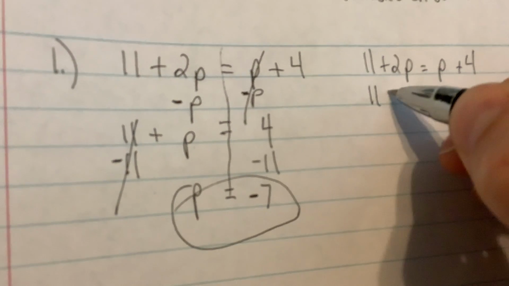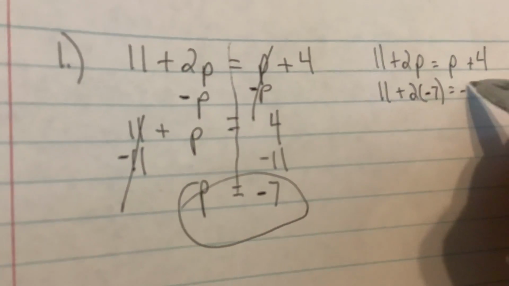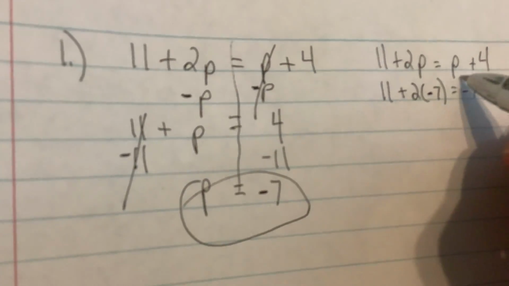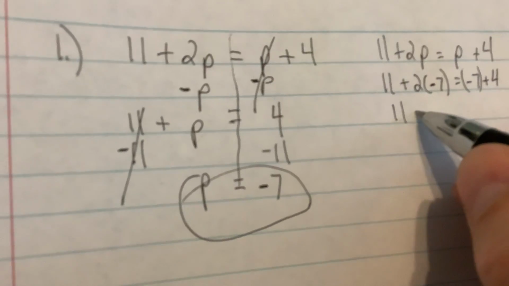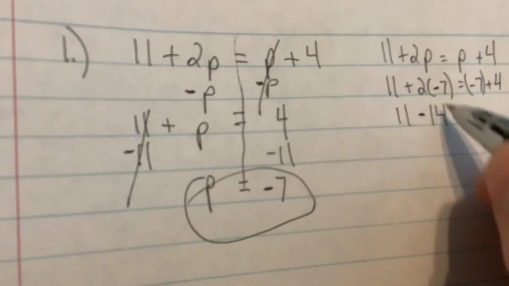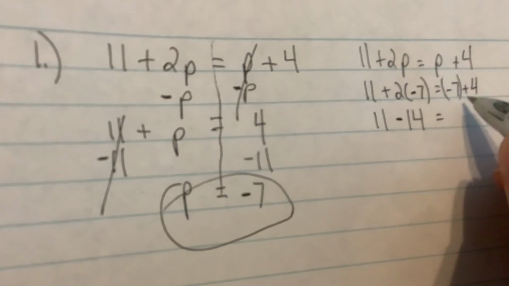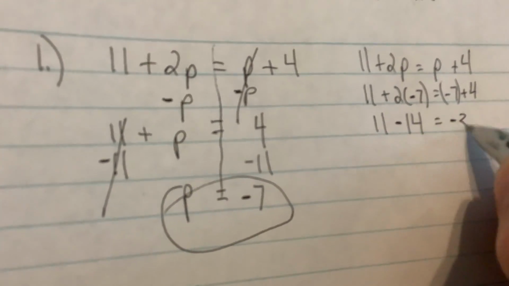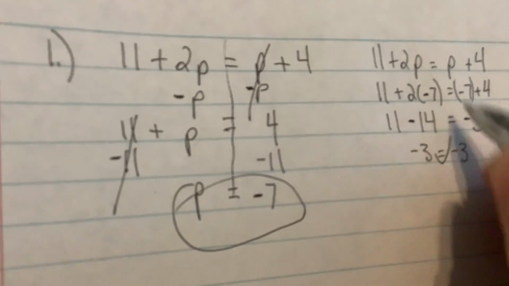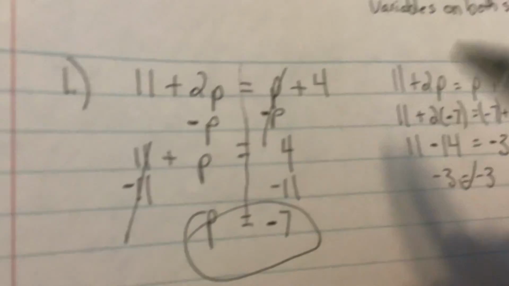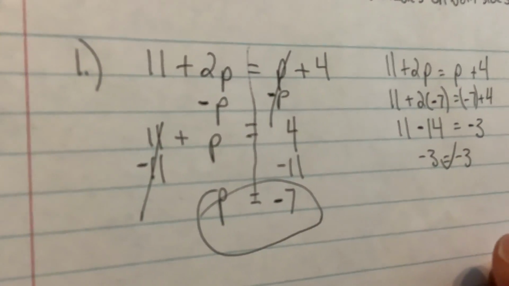So 11 plus 2 times negative 7, and then put it over here. You substitute it in there as well. So this is going to be 11 minus 14, because 2 times negative 7 is negative 14. And then over here, you're going to have negative 7 plus 4, which is negative 3. And 11 minus 14 is negative 3. So this checks out. Means the only thing that you could plug into these p's to make this a true statement is negative 7. Okay?